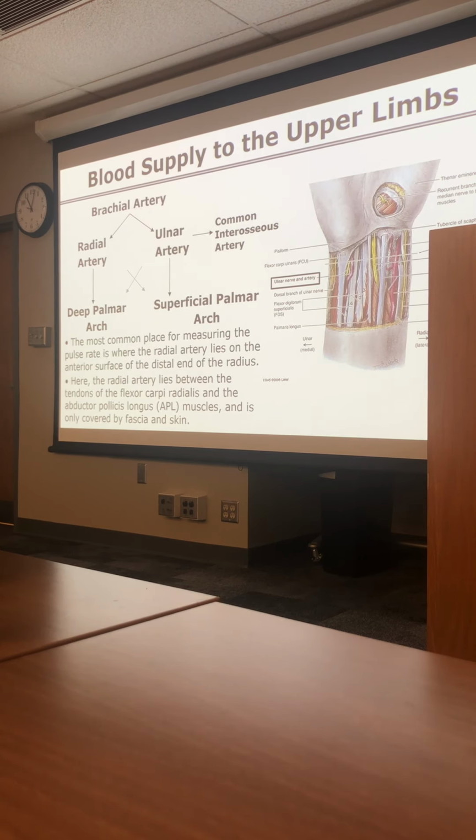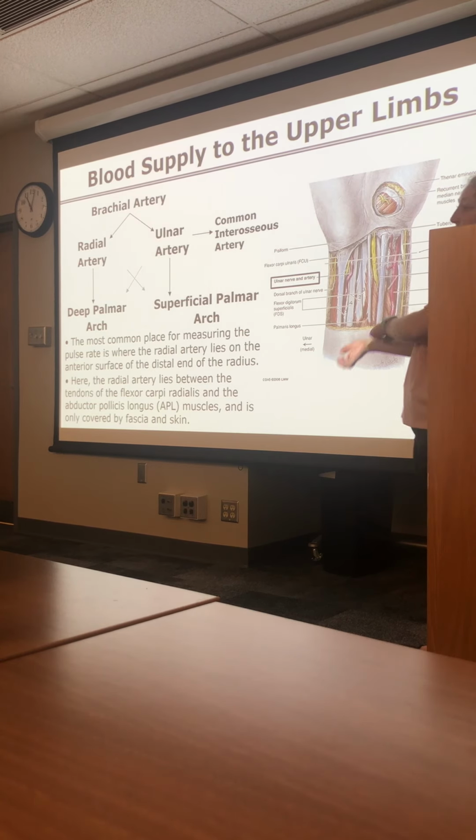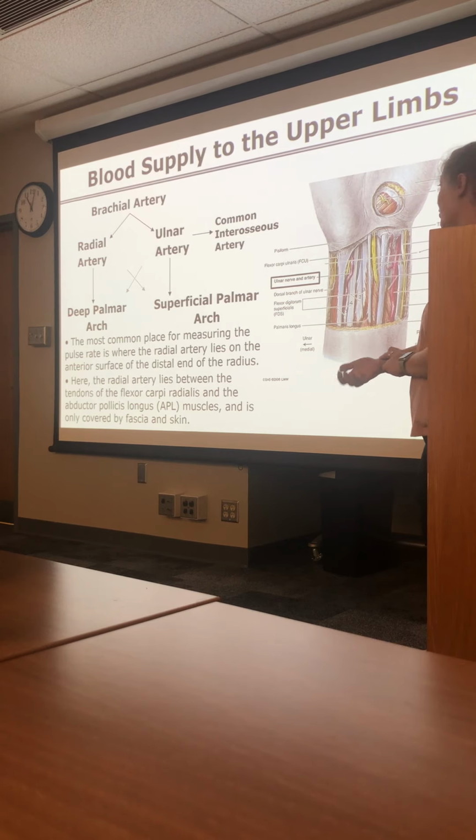Okay. So when you're measuring heart rate, the most common place to measure is right here, okay, where your radial artery is located. It's on the anterior surface and the distal end of the radius, which is right there, this bone.